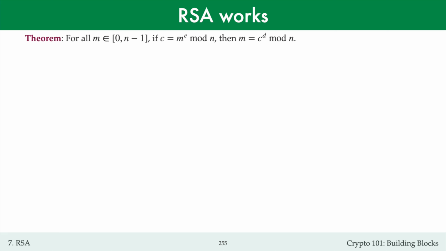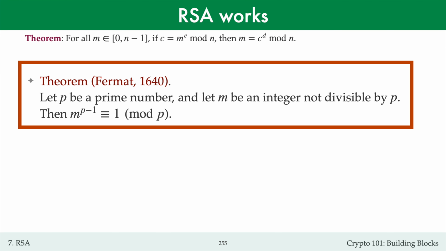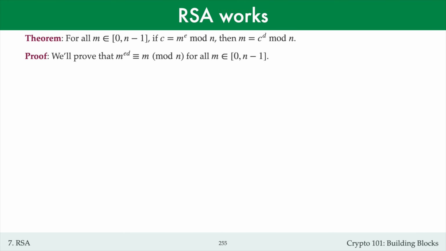The proof relies on Fermat's little theorem. Recall from V6b that if p is a prime number, and m is an integer that is not divisible by p, then m to the power p minus 1 is congruent to 1 modulo p. We'll prove that m to the power ed is congruent to m modulo n for all integers m between 0 and n-1.